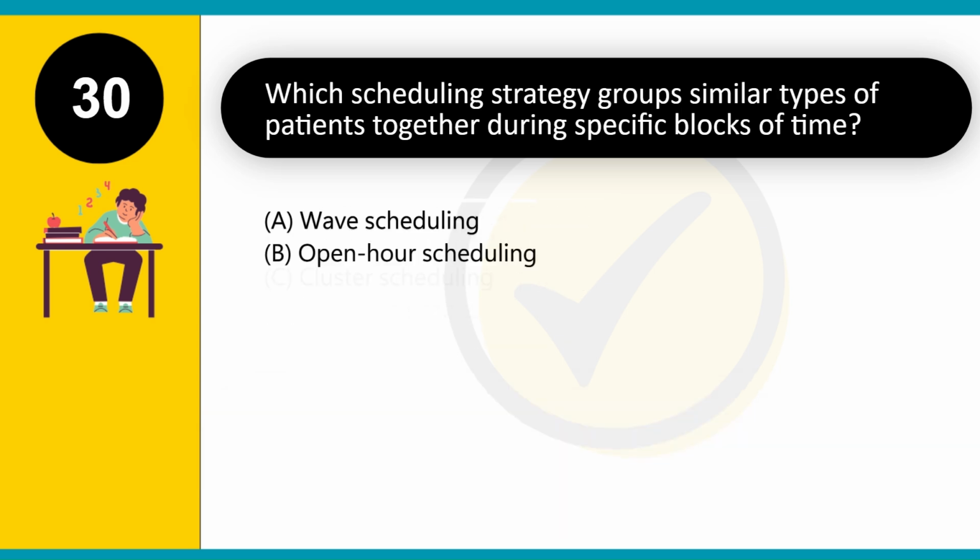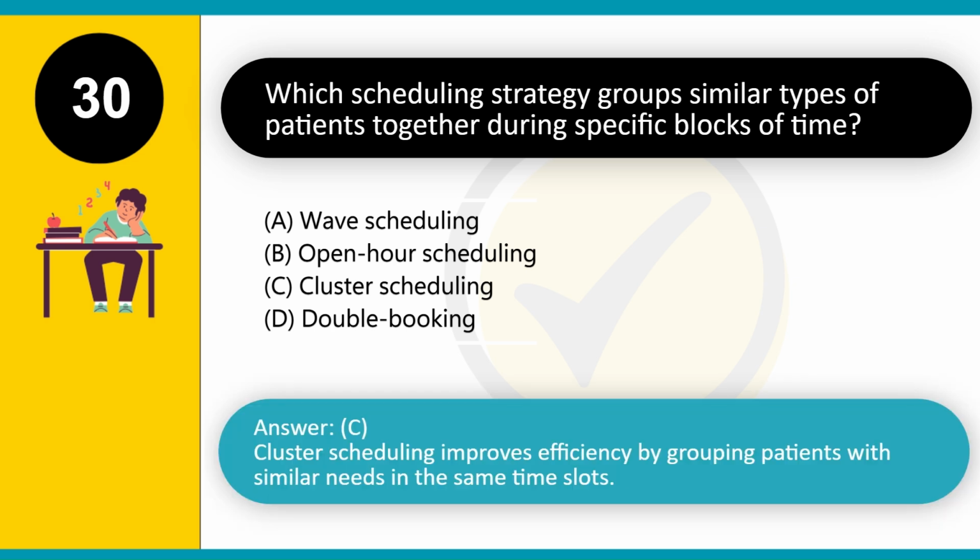Which scheduling strategy groups similar types of patients together during specific blocks of time? A. Wave scheduling. B. Open hour scheduling. C. Cluster scheduling. D. Double booking. Answer: C. Cluster scheduling improves efficiency by grouping patients with similar needs in the same time slots.